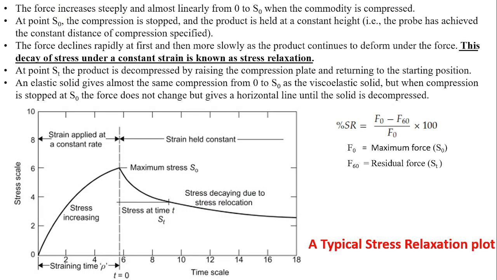This is the basic graph of stress relaxation. If you look at this graph, there is a steep increase in the force value from 0 till a maximum stress S naught. At this point, S naught, the compression is stopped and the material is held. After that, the force initially declines very rapidly, after which it declines slowly as the deformation occurs. This decay in stress is known as stress relaxation under a constant strain.